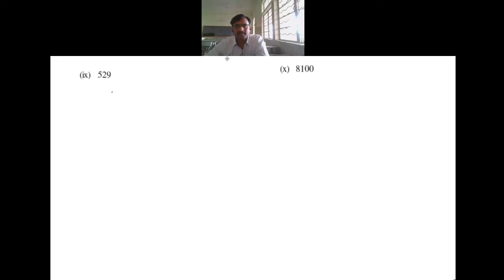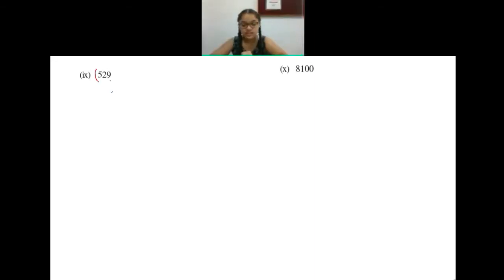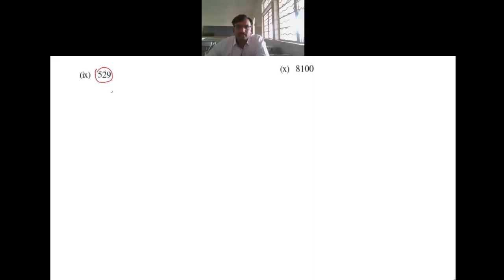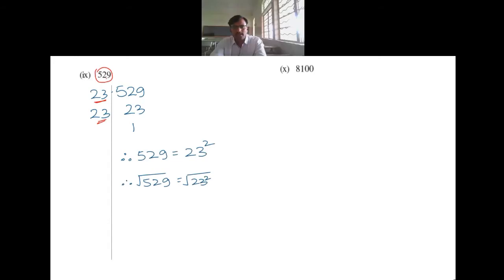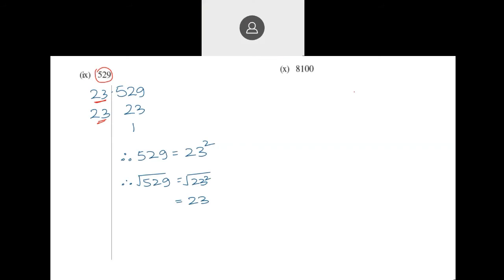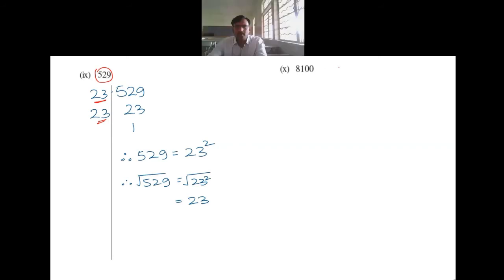This is a simple one. 23. This is divisible by 23, not with any other number. So the square root of 529 is 23. Square root of 8100 is 90. It is correct.